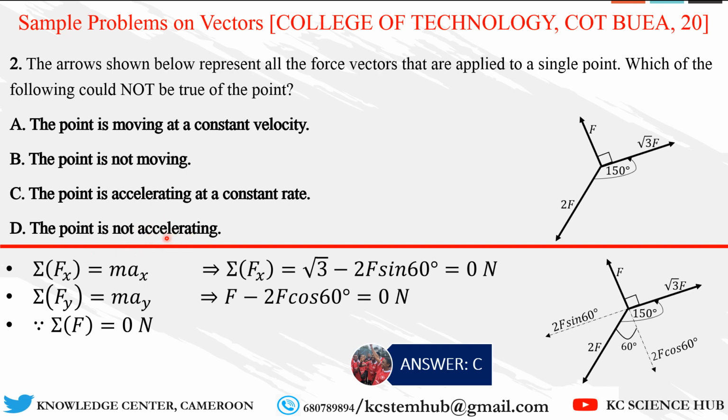The point is not accelerating. Correct. So this is correct. So if you're not moving, you're also not accelerating, right? Or you're moving with a constant speed, you're not accelerating. Perfect. So you see how C is the odd one out here.